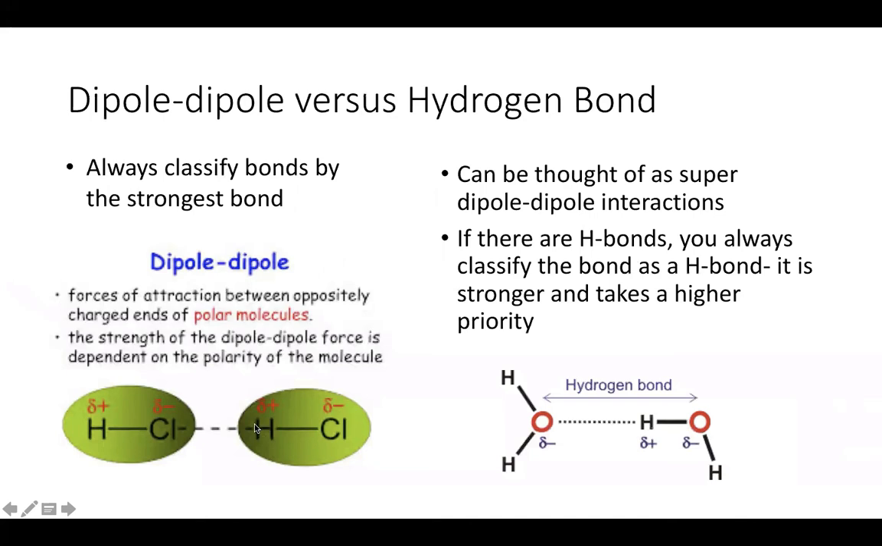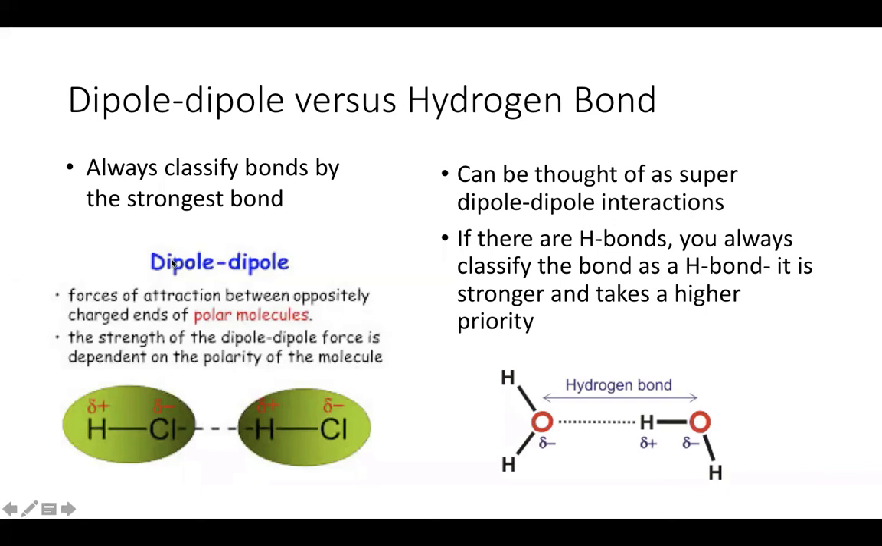Okay, so I gave you a question on there that asked you to classify a bond. It was a hydrogen bond, but dipole was also an option. Several of you commented how a hydrogen bond is a dipole bond. That is true, okay? But you always want to classify bonds by the strongest intermolecular interaction, because that's going to have the greatest effect on the physical properties of that substance.